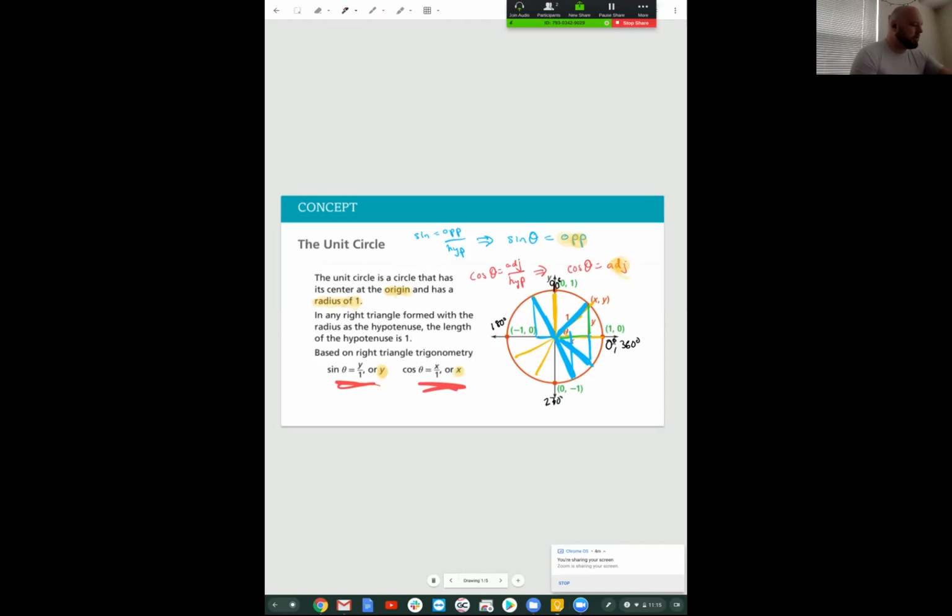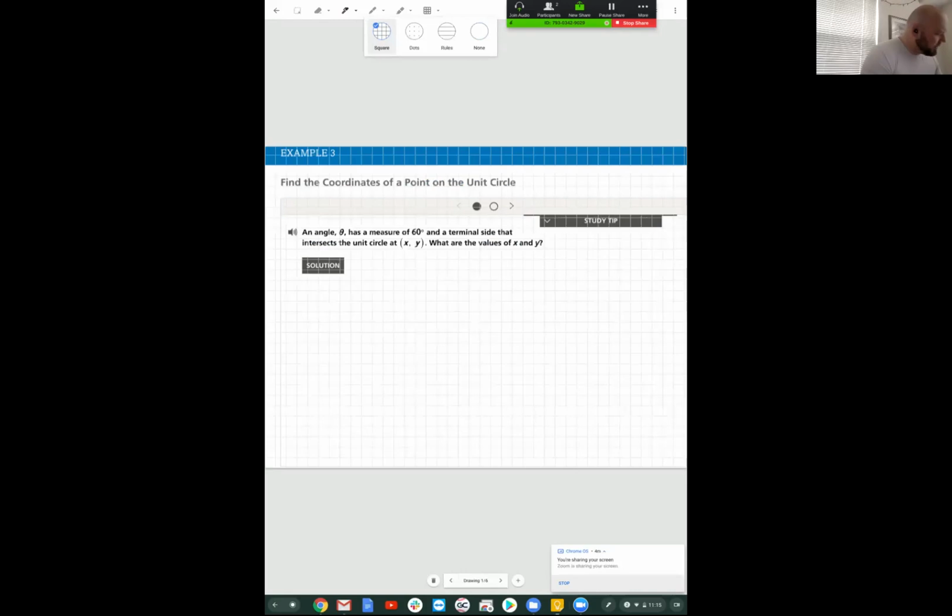So for example 3, we're going to find the coordinates of some point on the unit circle. So we have an angle theta that has a measure of 60 degrees and a terminal side that intersects the unit circle at some point x comma y. So let me draw my axes.